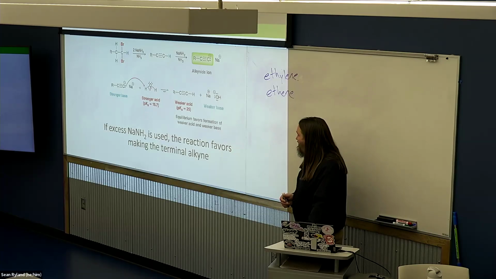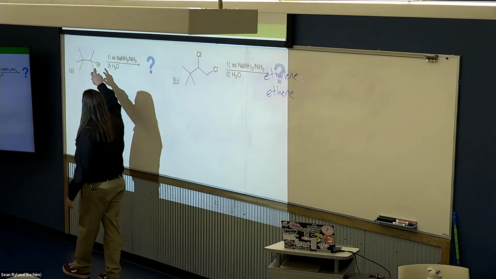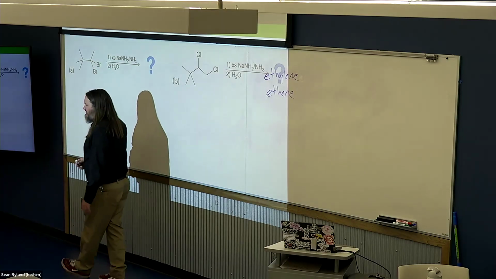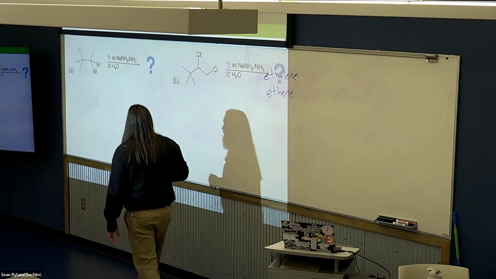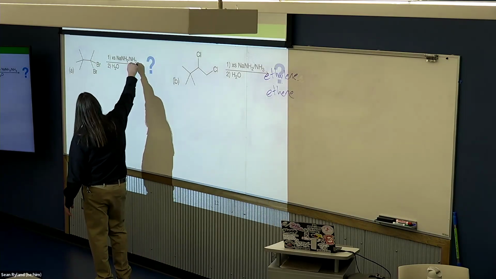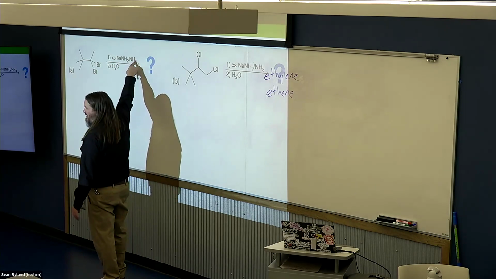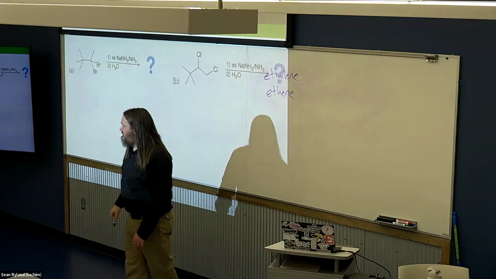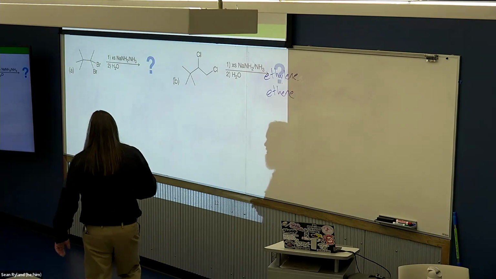So for the most part, I'm going to stick to using this when our halides are close to the end of the carbon chain, so we don't have to get into the nitty-gritty too much. But this is the way we do it. Excess sodium amide in ammonia. We have to use ammonia as the solvent in this case. Is water always going to be on the bottom? Water's always going to be on the bottom.